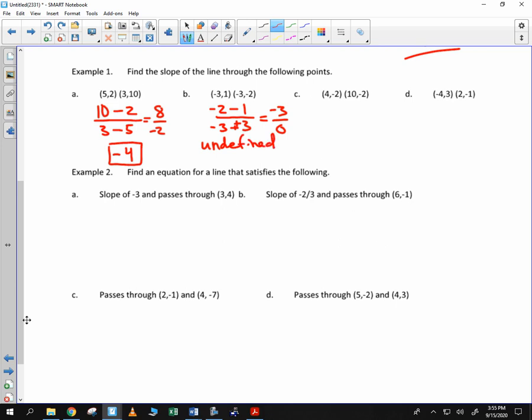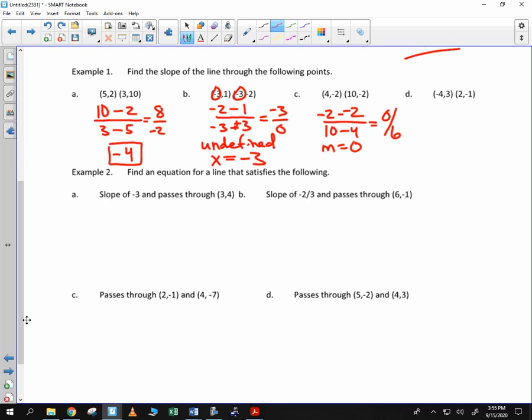In fact, if I wanted to write the equation for it, I could. Notice that the x values stay the same. So the equation for the line is x equals negative 3. It has an undefined slope. In this situation, I take negative 2 minus negative 2 divided by 10 minus 4. And I get 0 over 6. Slope is 0.